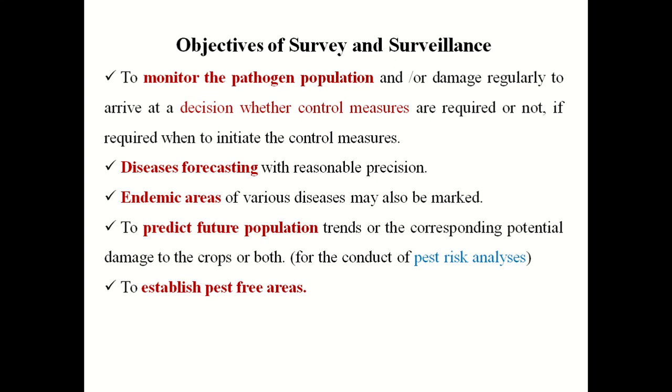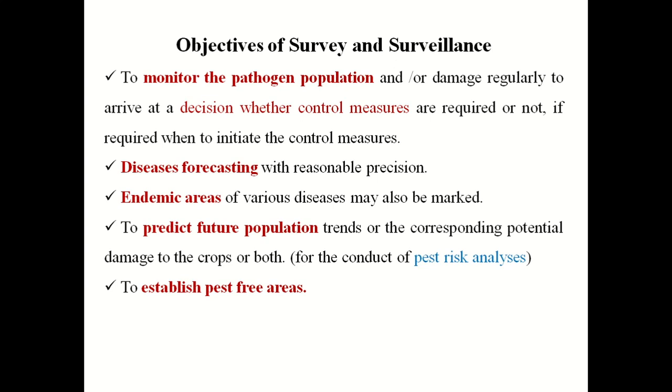Now the objectives of survey and surveillance. The first objective is to monitor the pathogen population and the damage caused by them. On the basis of the observations or data collected by survey and surveillance, a decision is taken whether to take control measures or not. If control measures are required, when to initiate them is decided on the basis of the information obtained by survey and surveillance.